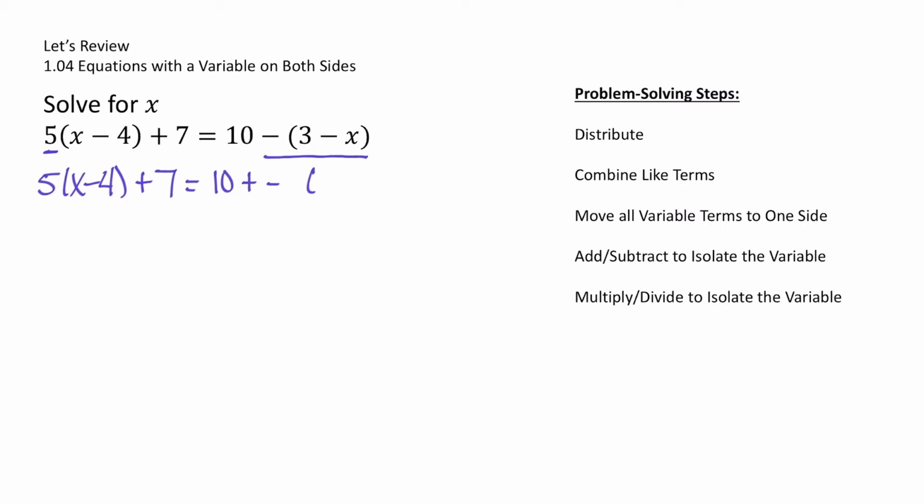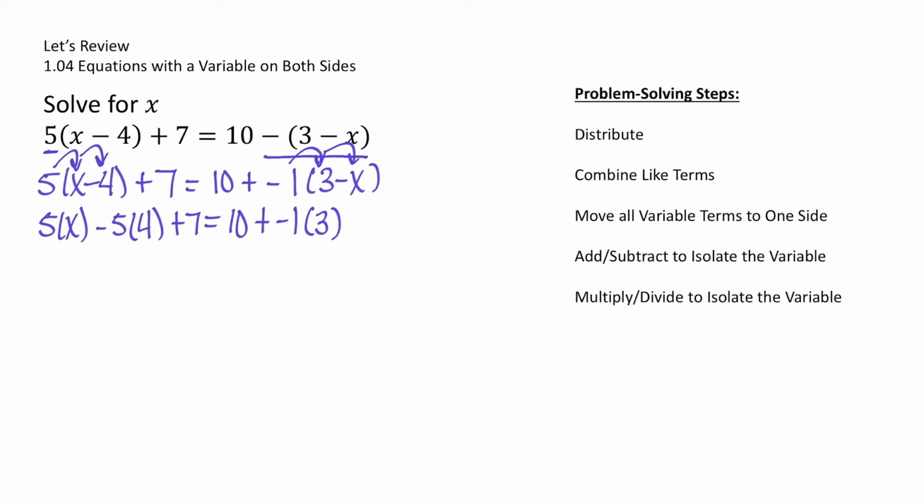So when I add a negative, that's negative 3 minus x. The number that's implied there is actually a negative 1. So that's really what I'm going to be distributing here. So on the left side, I'm going to be distributing 5, and on the right side, I'm going to be distributing negative 1. So we have 5 times x minus 5 times 4 plus 7 equals 10 plus negative 1 times 3. Bring down that subtraction, and then we have negative 1 times x. 5 times x is 5x.